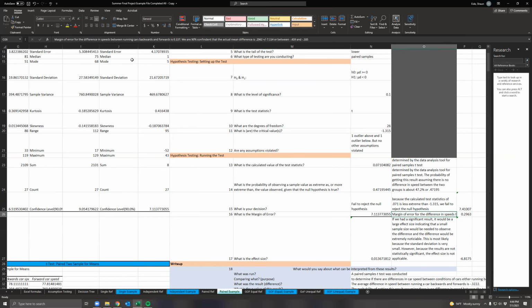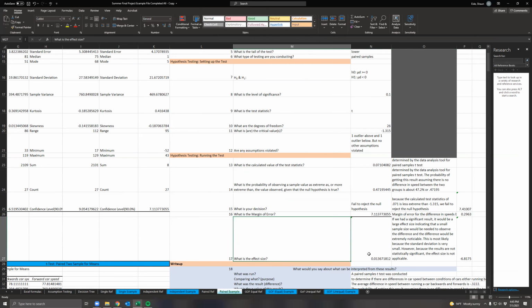And so if you wanted to actually put the range in there, you would put between negative 6.8175 and 7.4107. Okay, so what I put in there is basically we're 90% confident that the actual mean difference is 0.2962 plus or minus 7.114, or I put the actual confidence interval in there.